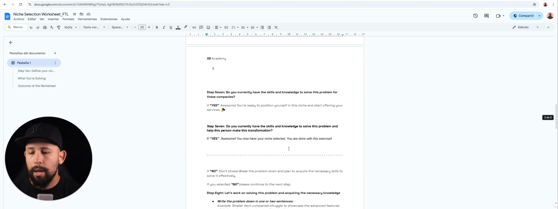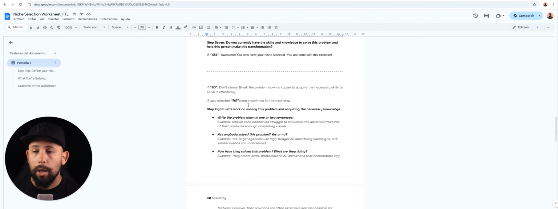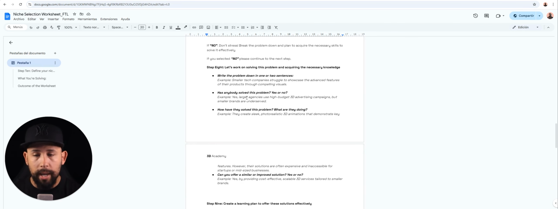Okay, so step 7. Do you currently have the skills and knowledge to solve this problem for these companies? That's a question for you. You understand the main problem, and you understand the opportunities that you find. So if you have the abilities, awesome, yes. You're ready to position yourself in this niche and start offering your services. If you're capable to solve these problems, you are ready to start putting your marketing out there. If no, don't stress.